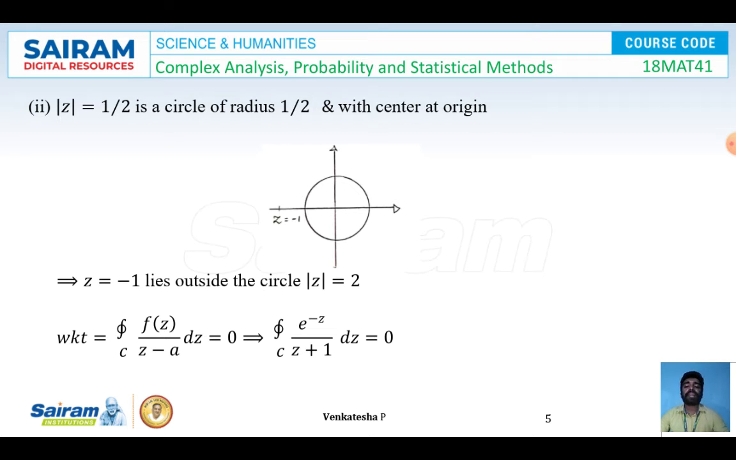The formula will be like this: the integral over the region C of f(z)/(z-a) dz will be equal to 0. Hence the integral over the region C of e^(-z)/(z+1) dz will be equal to 0.